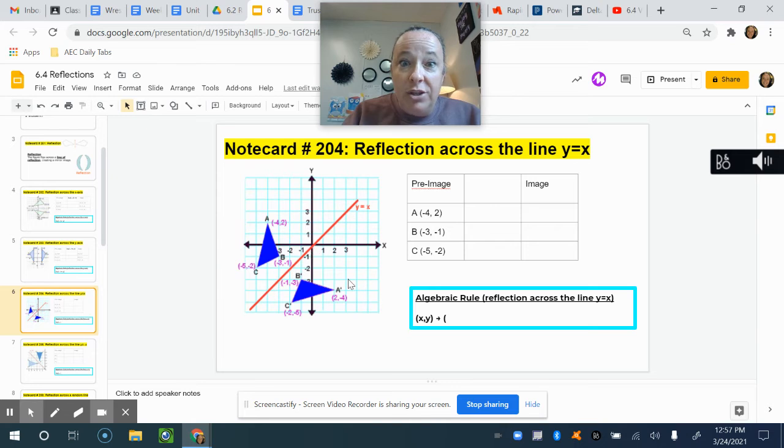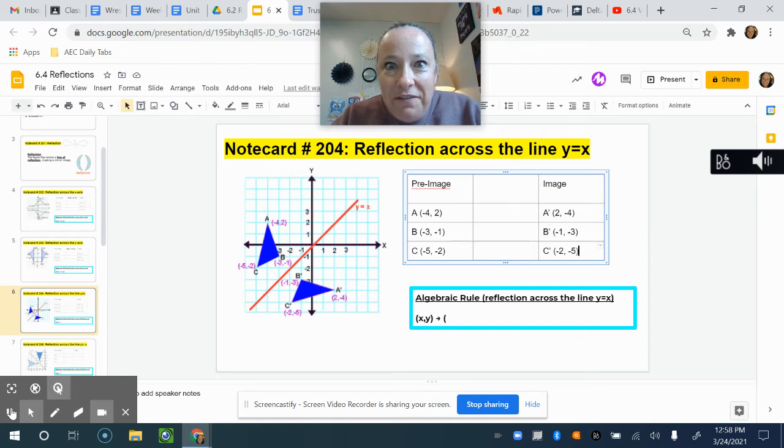So the rule is, so I've written down the pre-image points. I want you to fill in the image points, A prime, B prime, C prime, and I want you to see what's happening and try to come up with your rule. So pause me and fill this out on note card 204 and see if you can figure it out before I tell you, guys. That's the best way to learn. Pause me, but do all your note card that you can, and then check by hitting play.